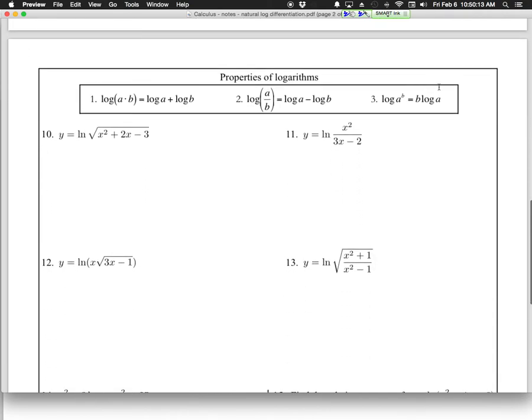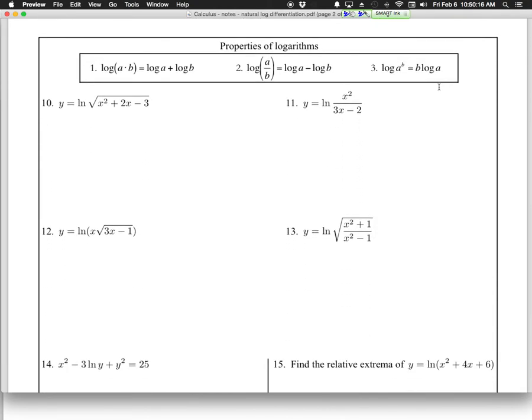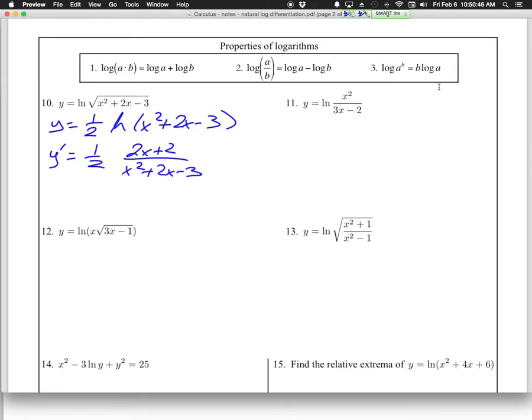So let's look at number 10. What's something I can do to 10? Bring the 1/2 to the front. Now I'm ready to take the derivative. The 1/2 stays there. How do I take the derivative of the natural log of x squared plus 2x minus 3? 1 over the inside, times the derivative of the inside. So 2x plus 2 over x squared plus 2x minus 3.